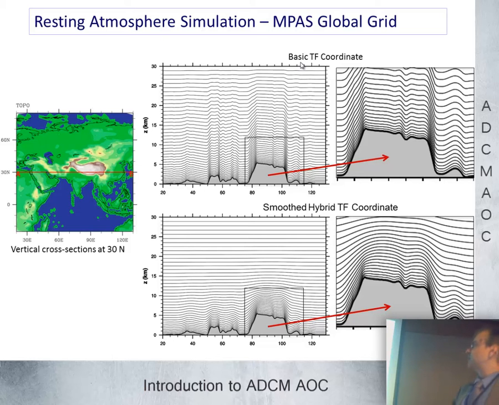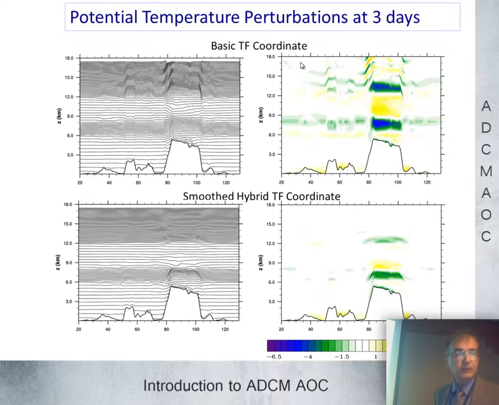So this is a cross-section through it with the basic terrain following coordinate and the smooth hybrid coordinate, which is much smoother here. And this is a blown up view of the same thing. You can see that there are much smaller slopes here, which should improve things. And this is the potential temperature perturbation at 3 days with, again, stationary initial conditions. So again, it's a reduced error.